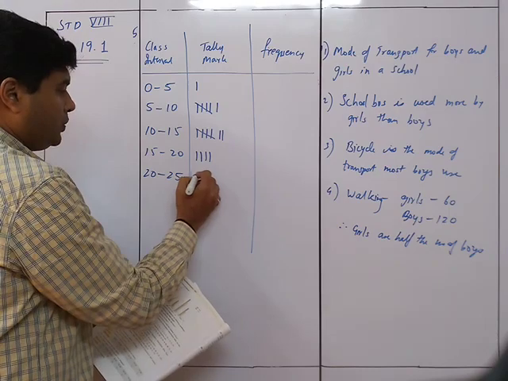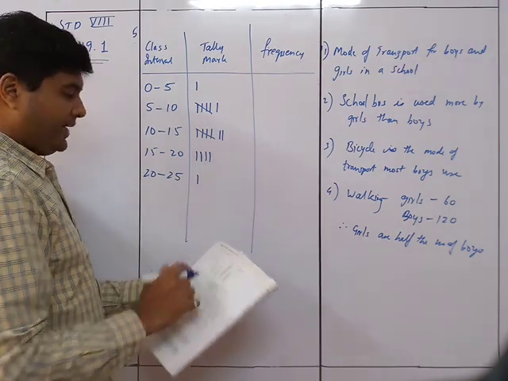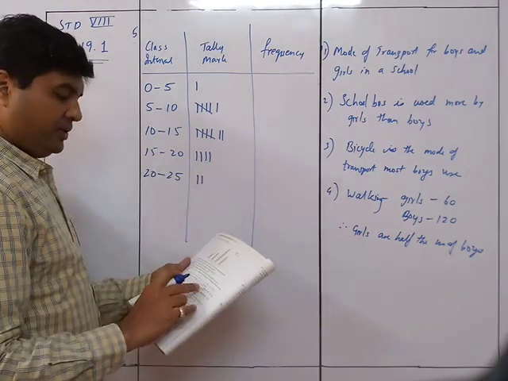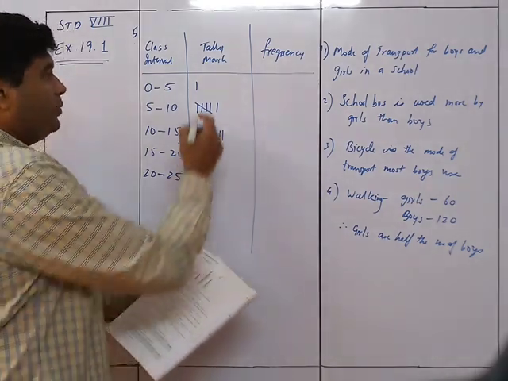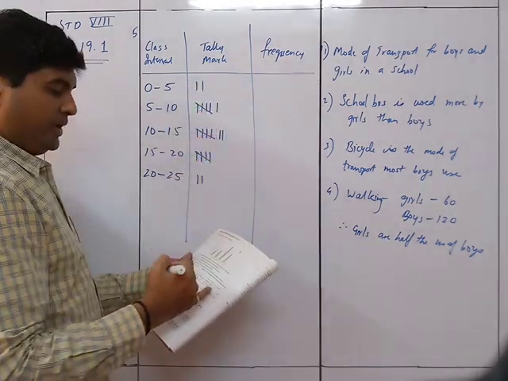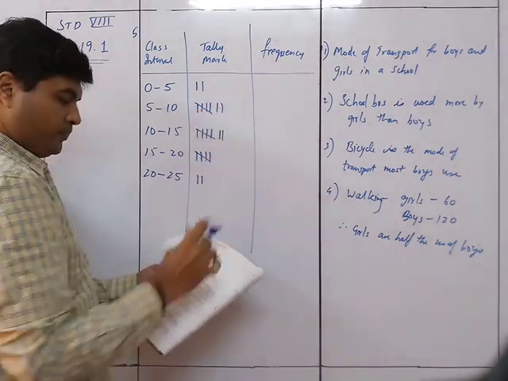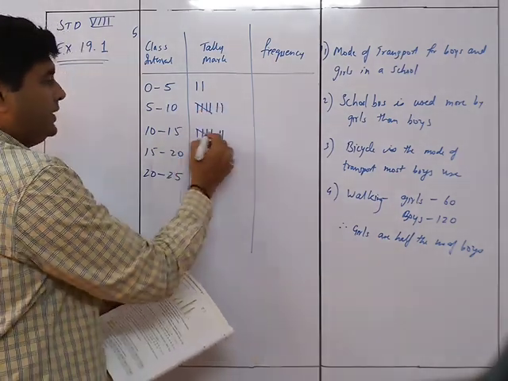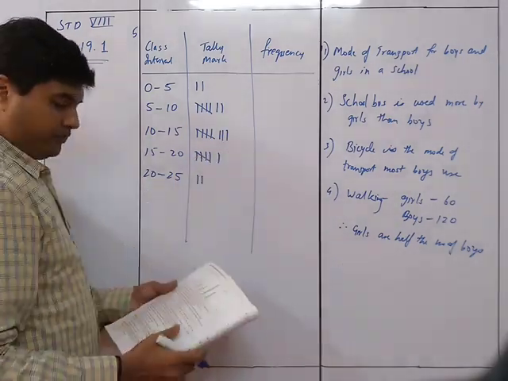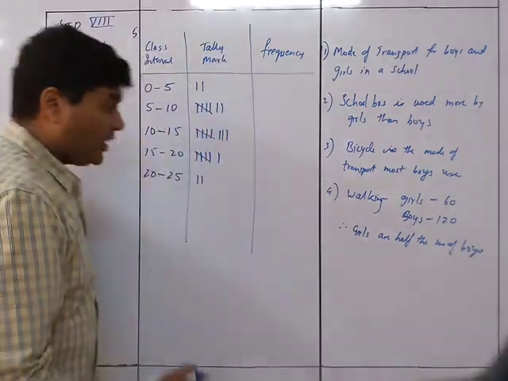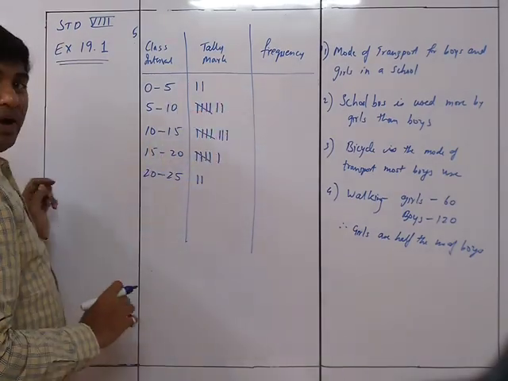22 will be 20 to 25, 21 again 20 to 25, 18 will be 15 to 20, 1 will be 0 to 5, 8 will be 5 to 10, 12 will be 10 to 15, and 18 will be 15 to 20. So these were the different tally marks that we got.